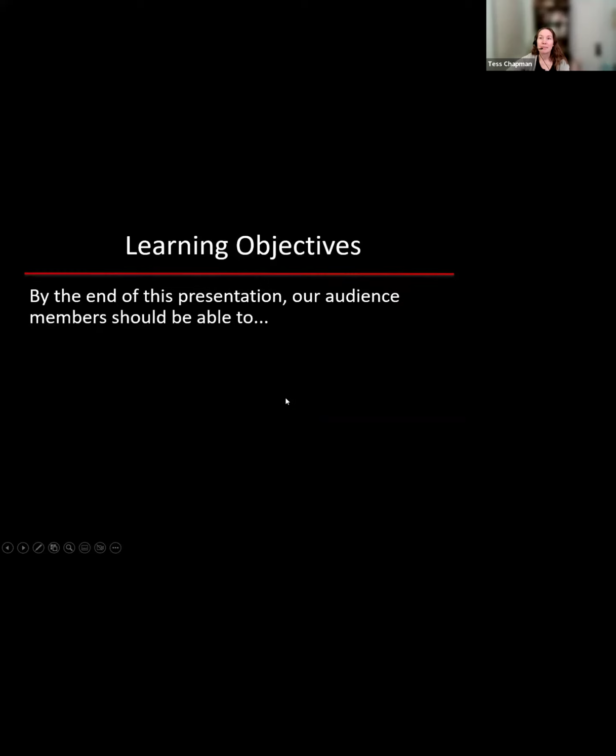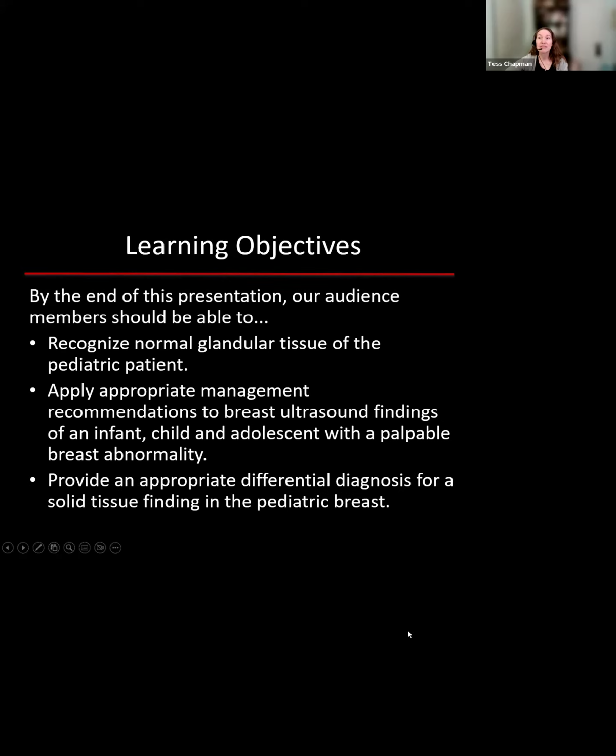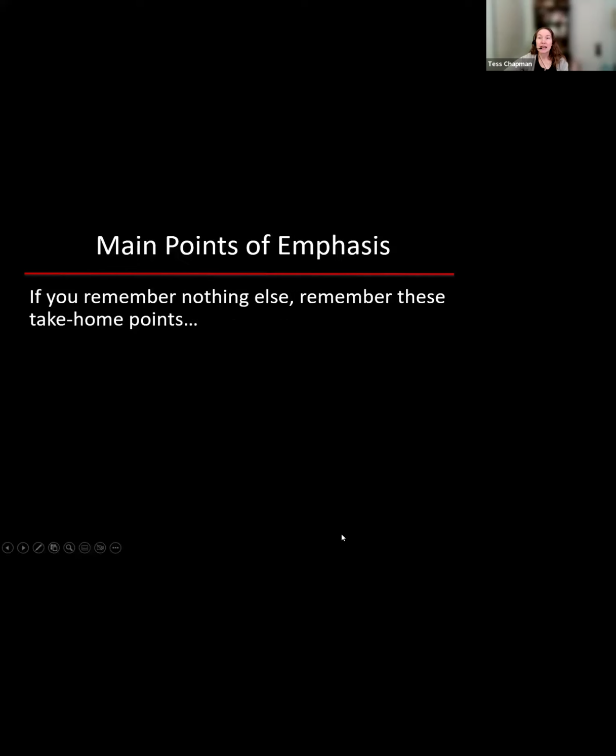By the end of this presentation, I want all of you to be able to recognize normal glandular tissue in the pediatric patient and apply appropriate management recommendations to breast ultrasound findings of an infant, a child, and an adolescent with a palpable breast abnormality. And then finally, we should all be able to provide an appropriate differential diagnosis for a solid tissue finding in the pediatric breast.